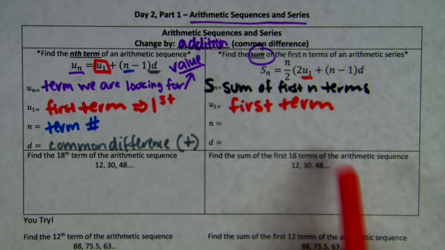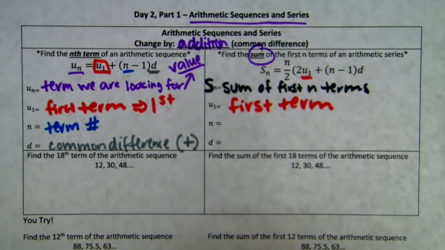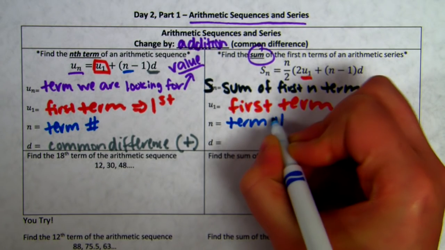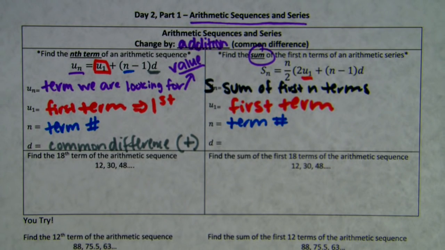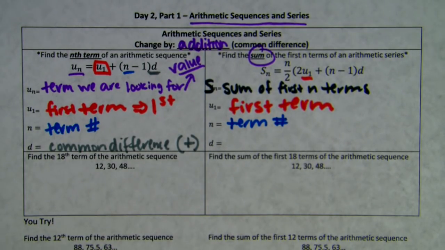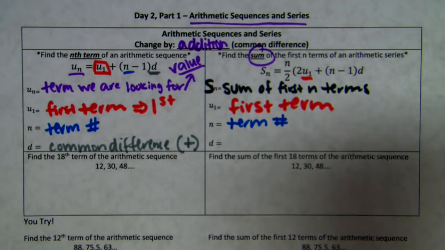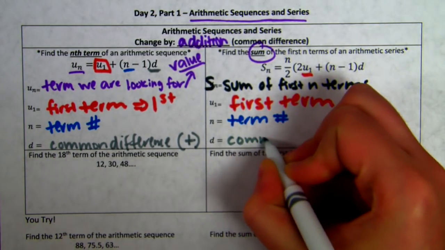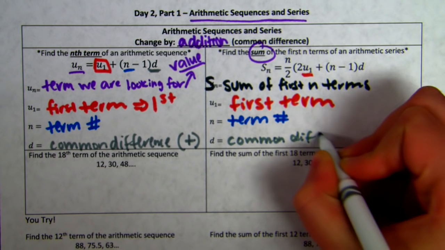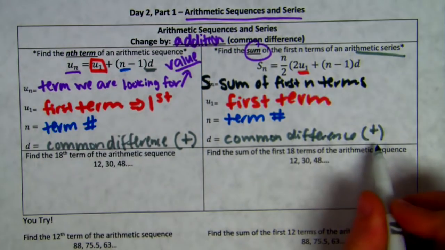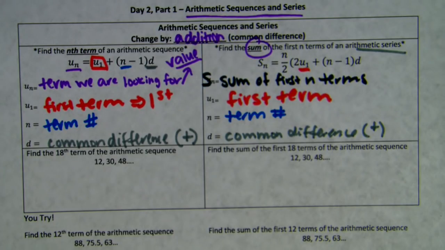The formula is the same as last time, except notice that it switched a little bit. n is equal to our term number, same as before. And this should not say d. I guess it should say d. That was my bad. So d is going to be our common difference, which again, because this is an arithmetic series, is going to be in terms of addition.